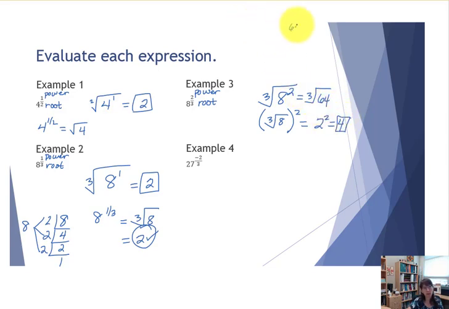To work that, I'd have to start with 64 and then divide by primes. So I could divide by 2 to get 32, divide by 2 to get 16, divide by 2 to get 8, divide by 2 to get 4, divide by 2 to get 2, divide by 2 to get 1. So this time, instead of looking for pairs, remember we have cube root. We're looking for 3 of a kind. There's 3 of a kind: 2 times 2 times 2. That makes 8.